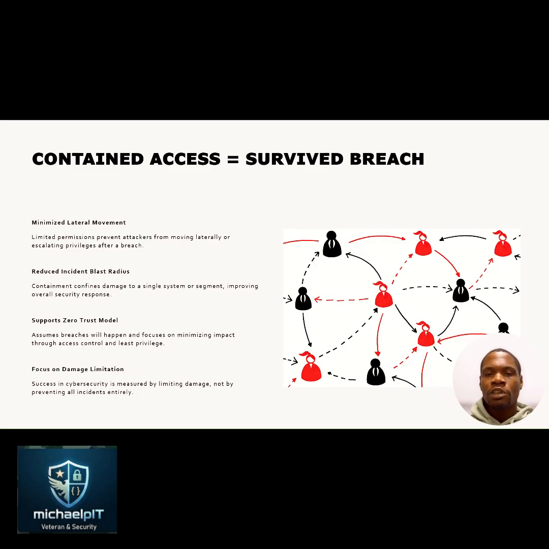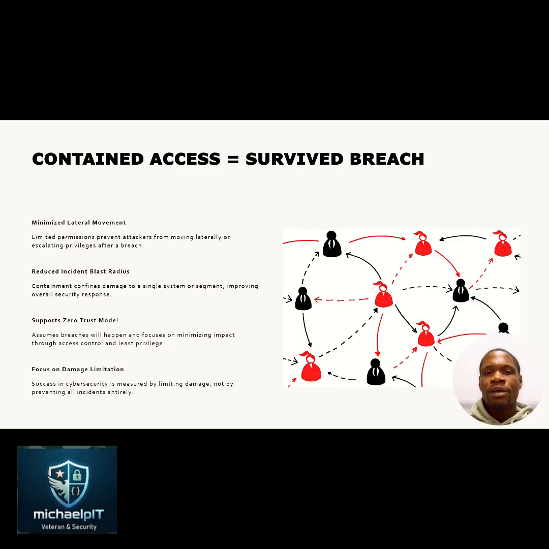The concept is a core pillar of modern security models like zero trust. Zero trust assumes that a breach will happen eventually. Instead of trying to build an impenetrable wall, it focuses on minimizing the impact of the inevitable breach. This brings all of our foundational principles together. Defense in depth provides the layers, least privilege ensures you only have what you need, and contained access ensures that when one layer or one user is compromised, the rest of the organization remains safe.